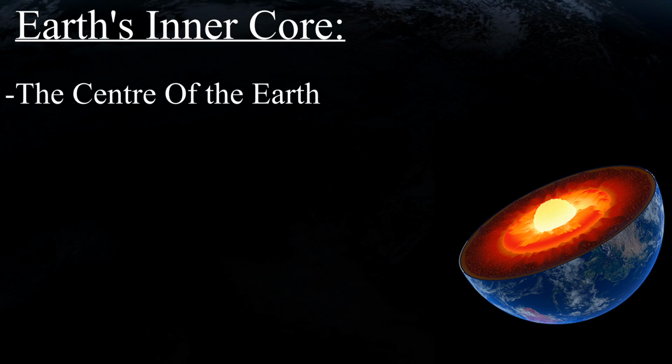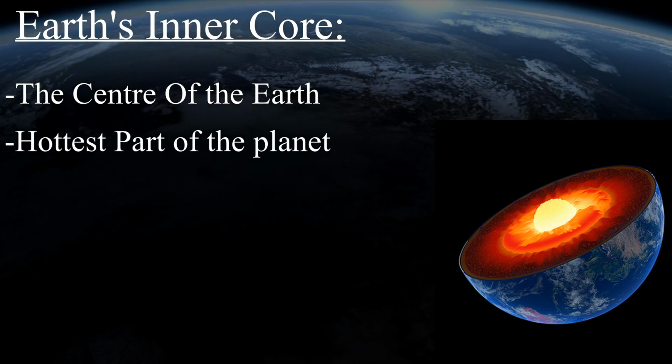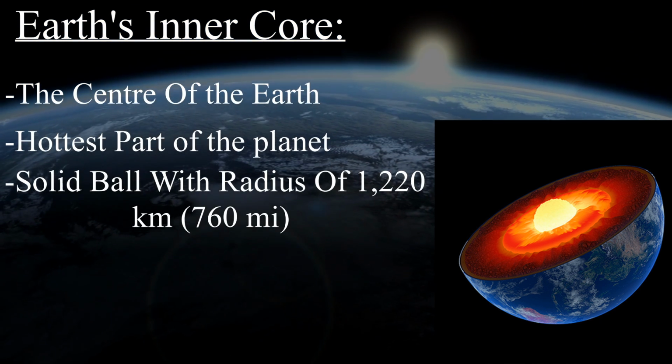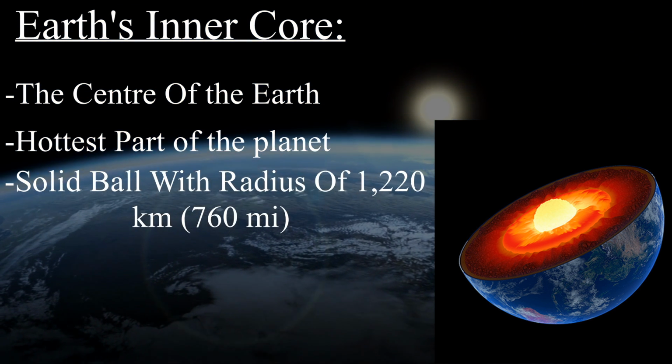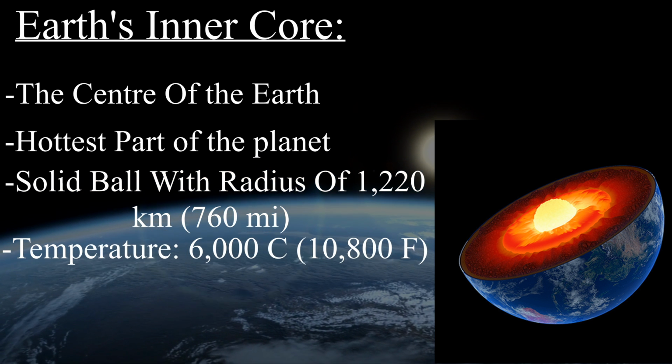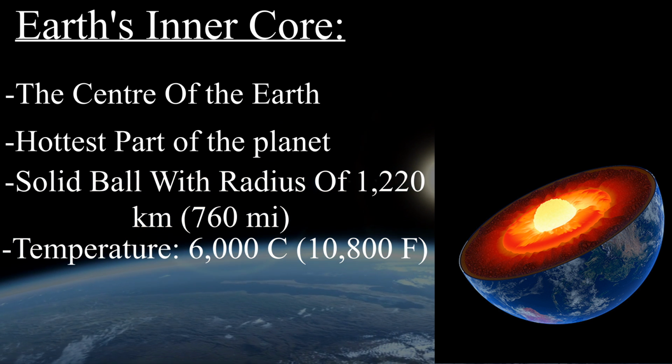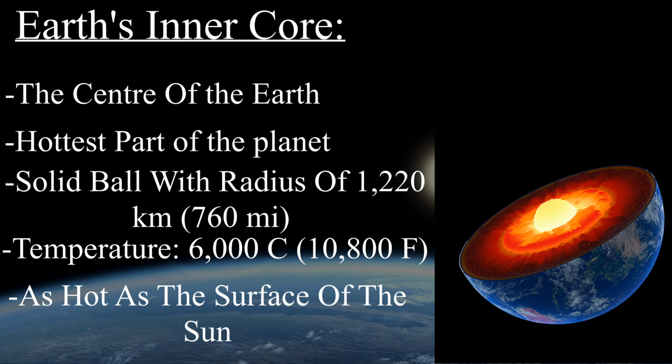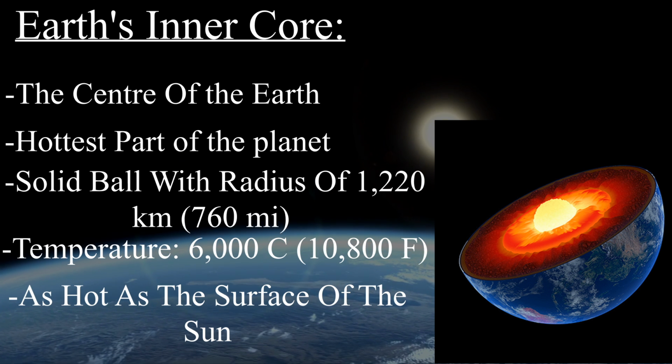The inner core is the very center of the Earth, and the hottest part of the planet. It is mainly a solid ball with a radius of about 1,220 kilometers and with temperatures reaching 6,000 degrees Celsius, making it as hot as the temperature of the surface of the Sun.